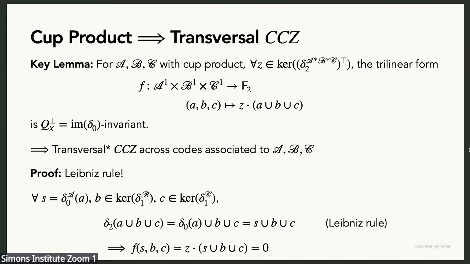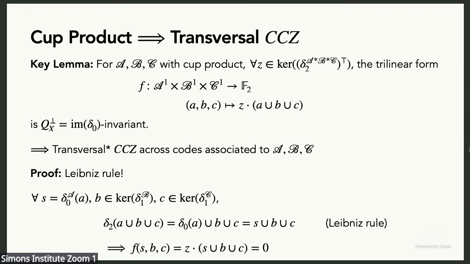So that means that the coboundary of A, cup B, cup C is in the image of delta 2. And since Z is in the kernel of delta 2 transpose, that means that Z dotted with the coboundary of A, cup B, cup C is 0. So we get QX perp invariance. So I guess that was a bit quick, but you can go through this on your own time. It really is just a direct consequence of the Leibniz rule.